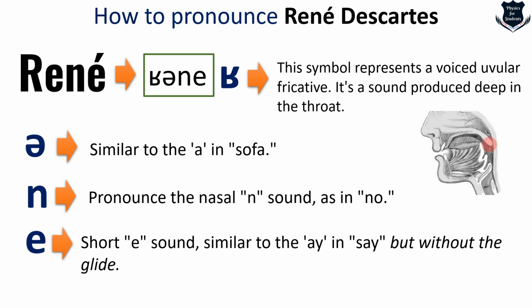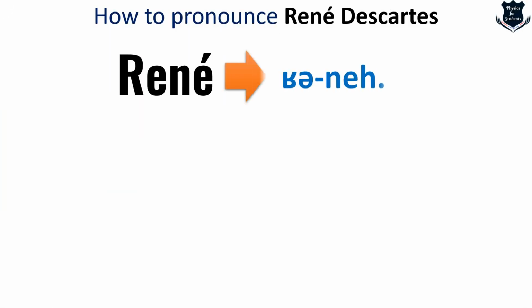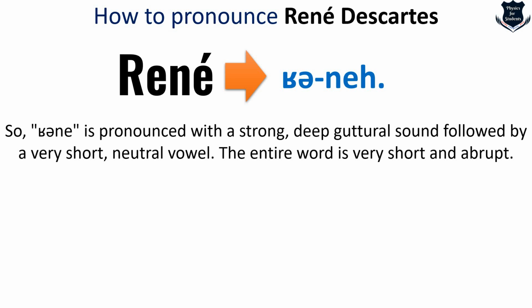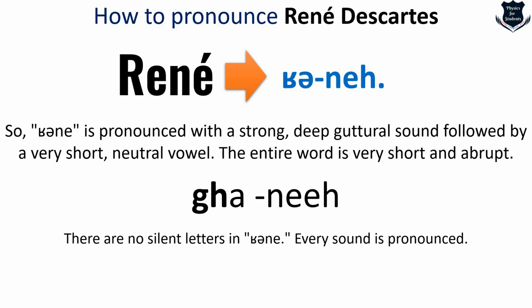So the French R is not that English R that we say, it is the R. It's a glottal sound. So now you can read this one again. This is Rene, with a strong glottal sound, and the entire word is very short and abrupt. So you can say it Rene. There are no silent letters in this and every sound is pronounced.